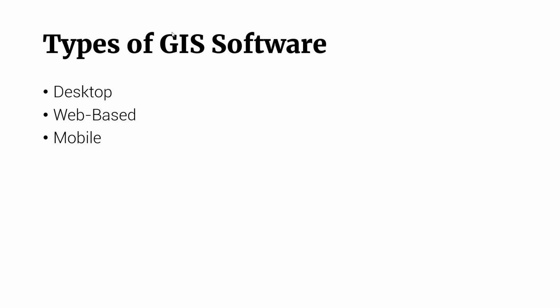Okay? So we have three types of GIS software: desktop-based, web-based, and mobile. In desktop, desktop GIS refers to software installed on local computers, allowing users to perform complex spatial analysis, create maps, and manage geographic data. Like the example here is ArcGIS. And we also have Quantum GIS or QGIS. Those are some of the desktop-based GIS software.